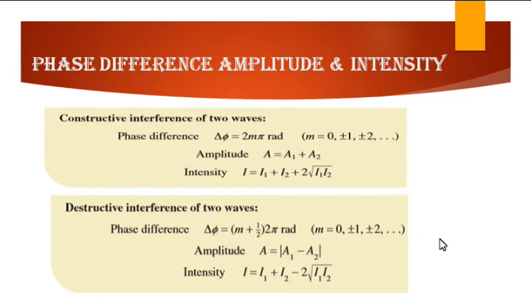Now the phase difference, amplitude and intensity in both cases, constructive interference as well as destructive interference. For constructive interference of two waves, the phase difference delta phi is equal to 2m pi radian, where m can be 0, plus minus 1, plus minus 2. Amplitude is A equal to A1 plus A2. Intensity is I equal to I1 plus I2 plus 2 root of I1 into I2. For destructive interference of two waves, the phase difference delta phi is equal to (m plus half) times 2 pi radian, where m can be 0, plus minus 1, plus minus 2. Amplitude A is equal to modulus of A1 minus A2. Intensity I is equal to I1 plus I2 minus 2 root of I1 into I2.